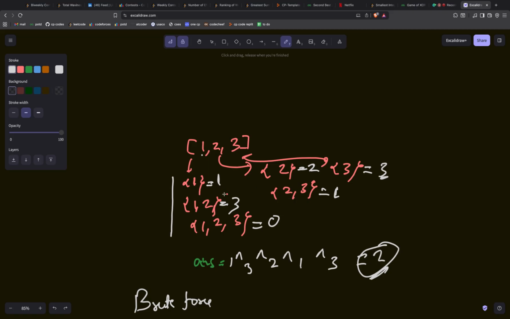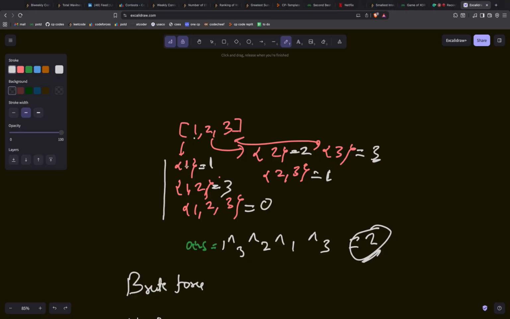Now, our final answer, or the value of the array, is basically the XOR of all the values of its subarrays. So that here would be 1 XOR 3 XOR 0 XOR 2 XOR 1 XOR 3. So we can see here 1 and 1 cancel out, and 3 and 3 cancel out, so the answer becomes 2.